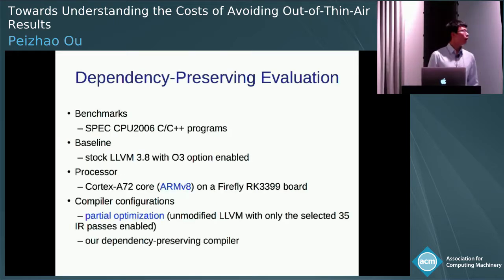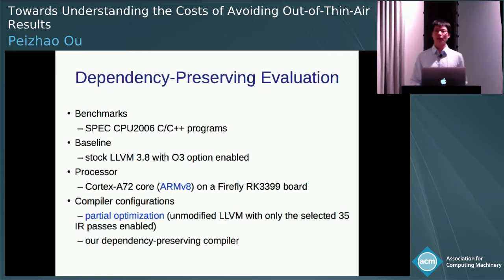Now let me show you the runtime overheads of this approach. In our evaluation, we used the SPEC CPU2006 C programs as our benchmarks. And we used the stock LLVM 3.8 with O3 option enabled as our baseline. And we ran our benchmarks on Cortex A72 cores on a Firefly RK3399 board.